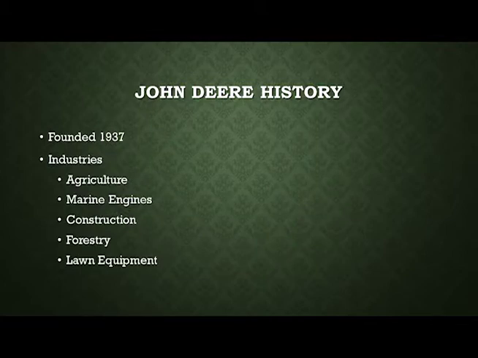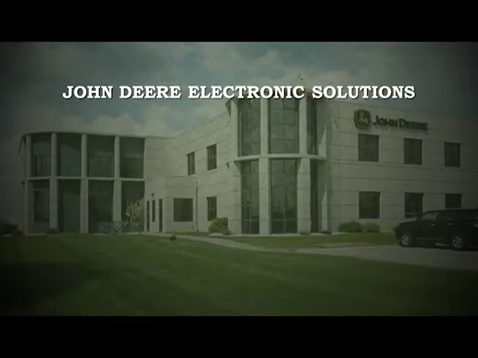John Deere was founded in 1837 and not only does ag, but other markets such as marine engines, construction, forestry, and lawn equipment. Today, the branch of John Deere that we're working with is Electronic Solutions, which is located here on the north side of campus in Fargo, North Dakota.